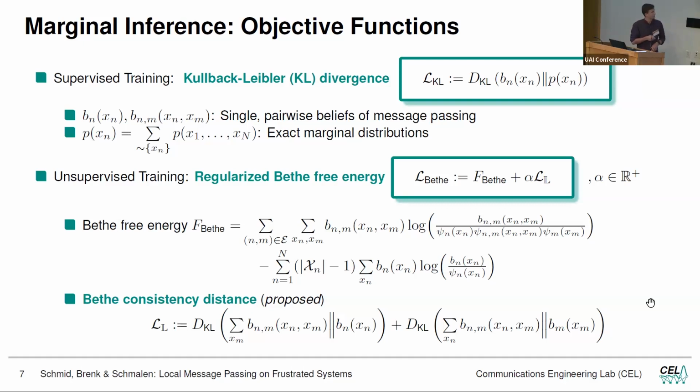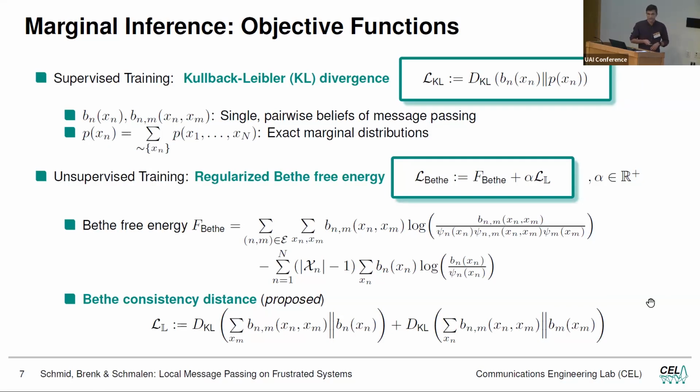We call it the Bethe consistency distance. And this should basically ensure local consistency of the beliefs, which means that if we take such a pairwise belief, so it still depends on two variables, and marginalize out one of these two variables, then this distribution should be close to the single beliefs which we get.